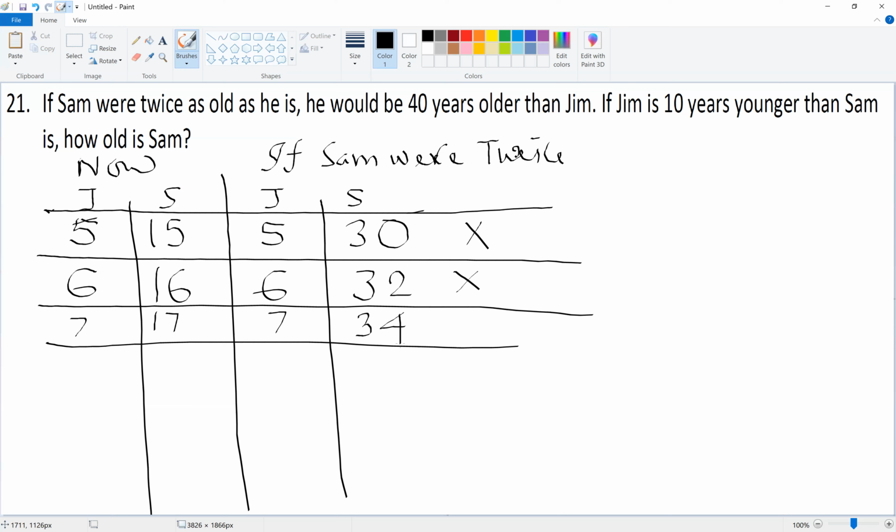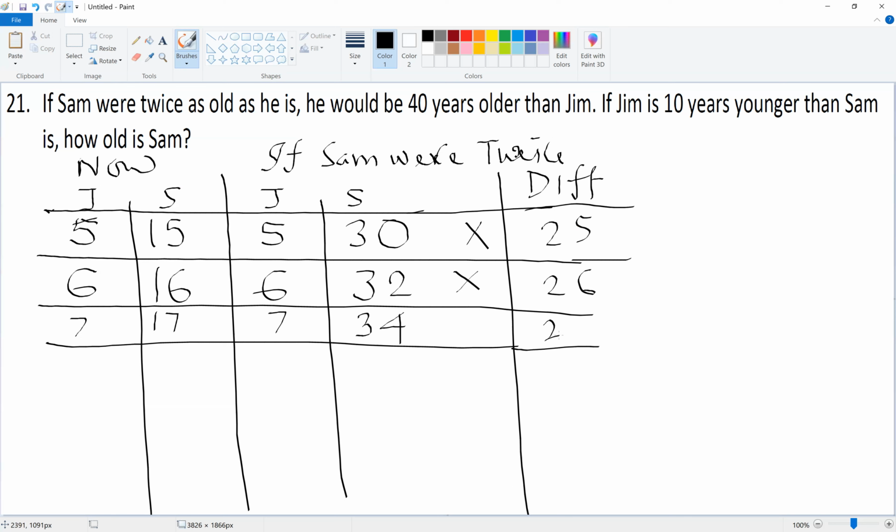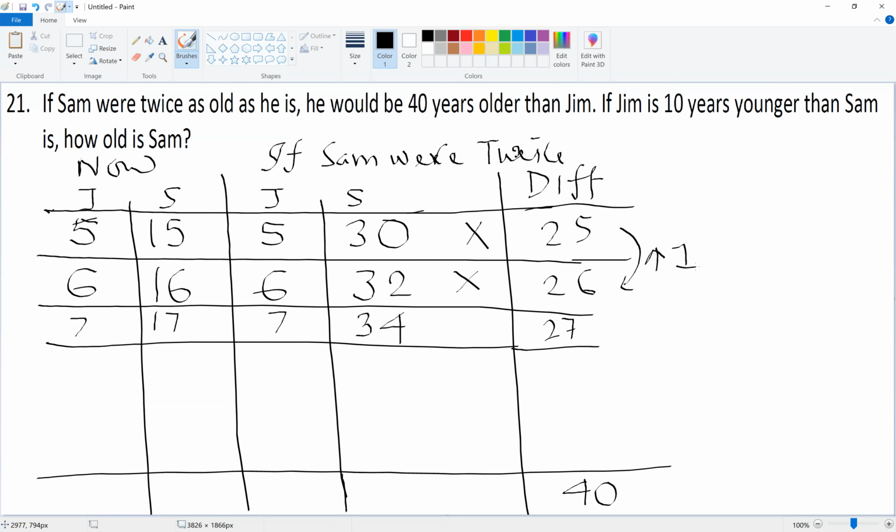So then we want to make sure he's 40 years older than Jim. If Jim is 10 years younger, we have to try getting Jim to be 10 years younger. So then I went to 8 and 18. Can I add one more column? What is the difference? The difference is 25, 26, 27, isn't it? So the difference goes up by 1, and I have to do it 15 times.